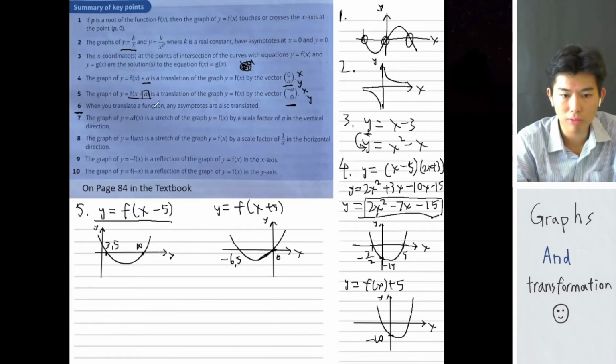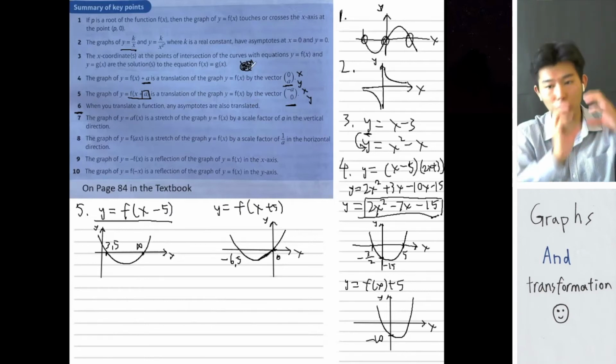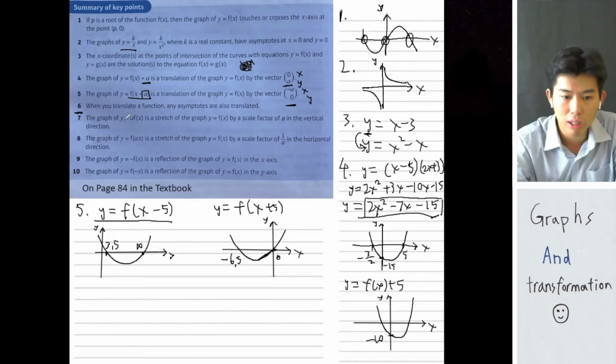When you translate a function, the asymptote is also translated. So basically if you move the whole graph, the asymptote will move at the same time. And for part 7, the graph of y equals a f of x is a stretch of the graph y equals f of x by the scale factor of a in the vertical direction.